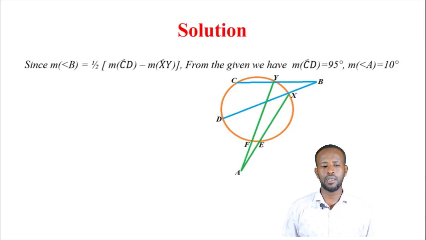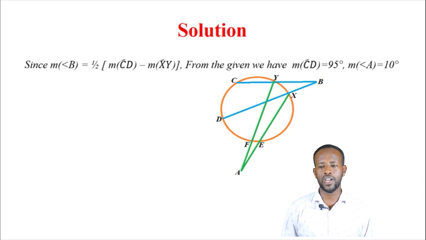When we want to find the angle B measure, we will subtract these two arcs, arc DC and arc XY. From the given, we have measure of arc CD. It is what? 95 degree.